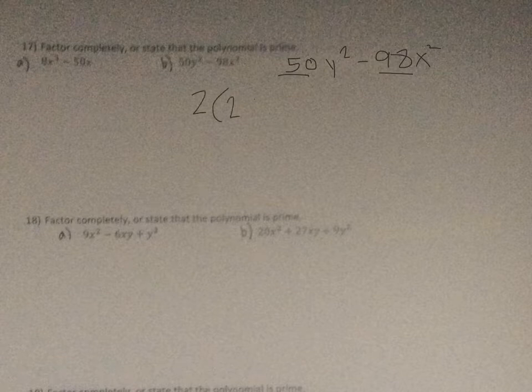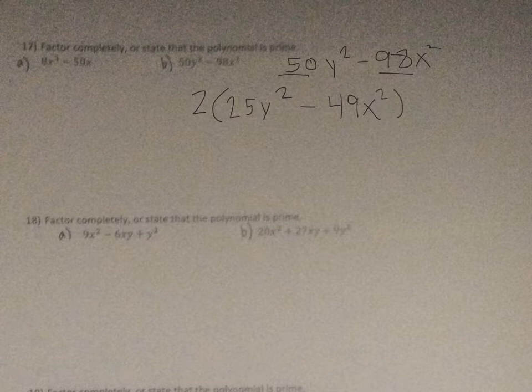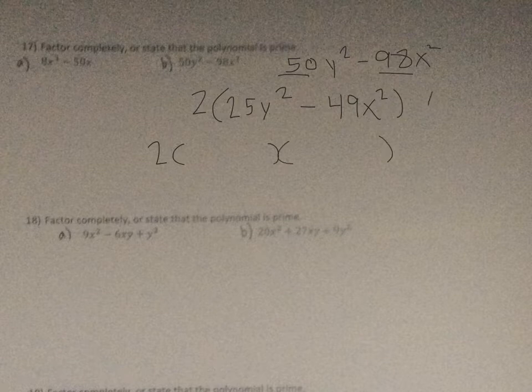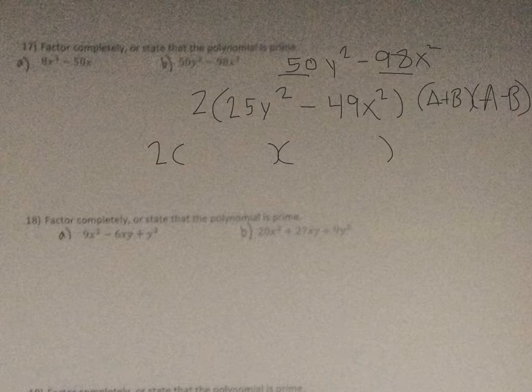So we have 25y squared minus 49x squared. Since 25y squared and 49x squared are both perfect squares, we're going to factor that into their perfect squares. So it's a plus b times a minus b, where a is whatever you need squared to get 25y squared.